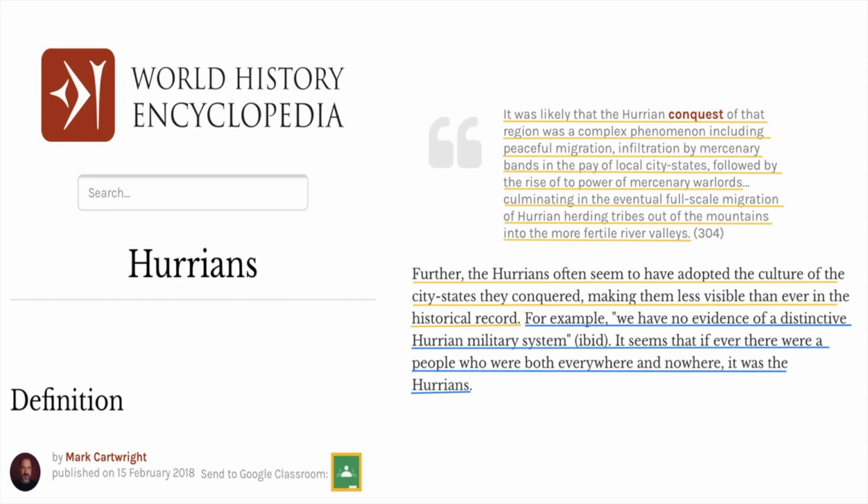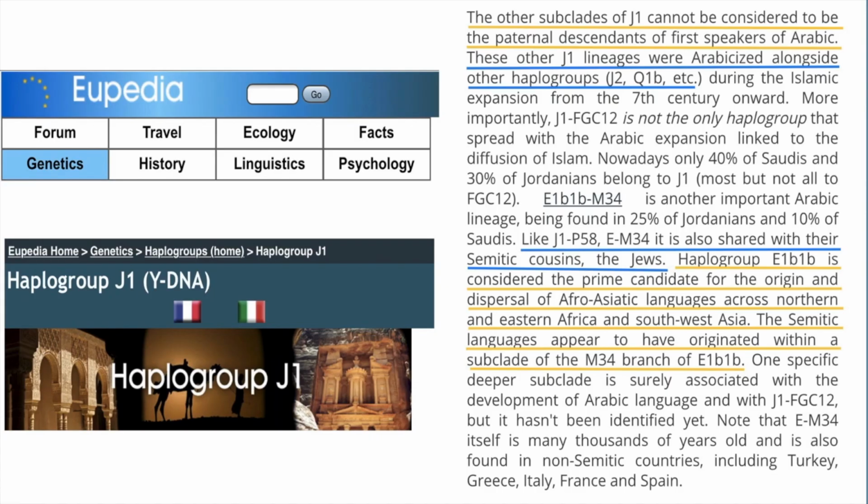Continuing, it says, further, the Hurrians often seem to have adopted the culture of the city-states they conquered, which would have been mostly Semitic, making them less visible than ever in historical record. For example, we have no evidence of a distinctive Hurrian military system. It seems that if ever there were a people who were both everywhere and nowhere, it was the Hurrians. And that is very true.